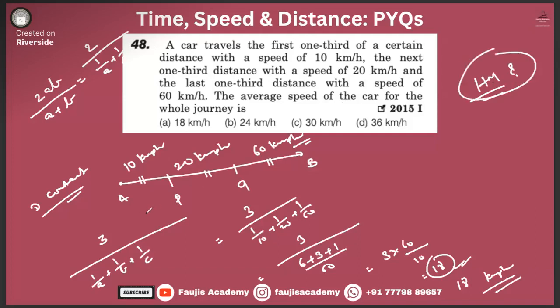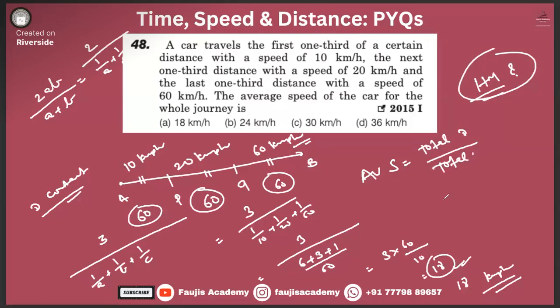Let's just assume that the total distance is how much? 180. Why? We are assuming this is 60, this is 60, and this is 60 kilometers. Average speed is equal to total distance by total time, right? Total distance is 180. Timing how much? Over here he would have taken 6 hours, over here 3 hours, and over here 1 hour. So how much is that? 180 by 10, which is equal to 18 kmph.